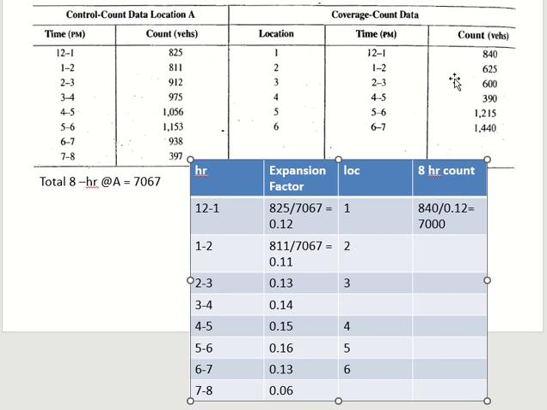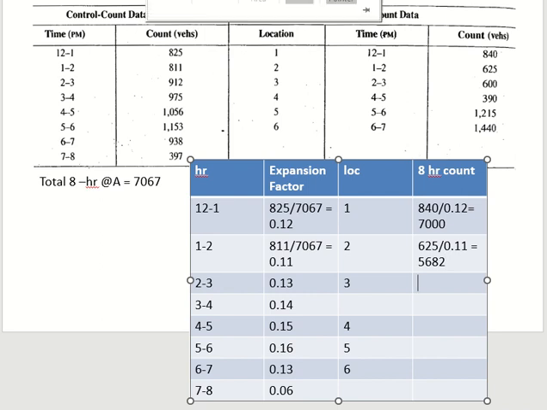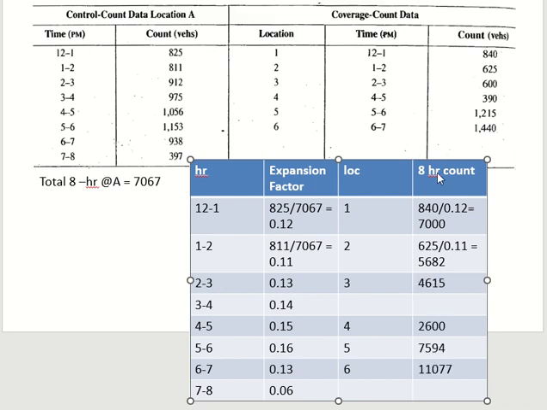In the same manner I will calculate for the others as well, because for each location you will take the count of that location and the factor of that hour. For example, location 2, the count is 625 and the hour is 1 to 2, so the factor of 1 to 2 is 0.11. That gives 5,682. I do it in the same manner for the rest of the locations. These are the counts, the 8-hour counts for the rest of the locations.